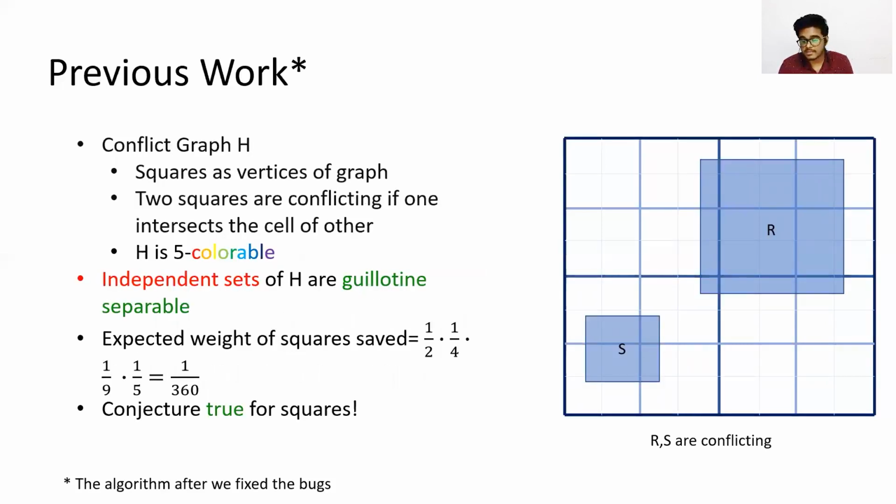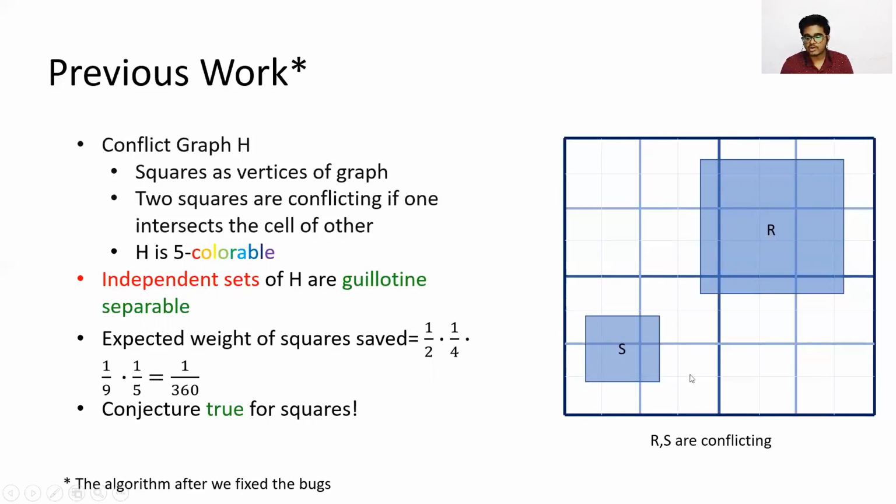For the final sampling, we define something called a conflict graph. Two squares, S and R, are conflicting if one intersects the cell boundary of the other. So this is S, this is the boundary of the cell of S, and R is intersecting it. So R and S are conflicting. Why we define this is because in the algorithm, we cut along grid lines.